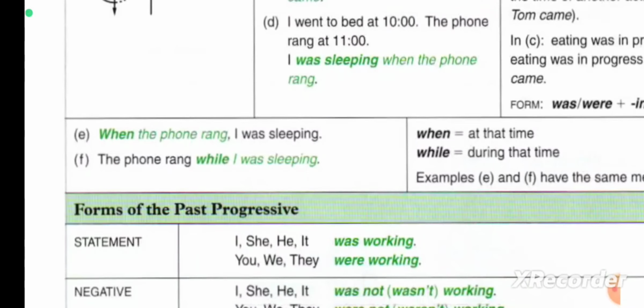As you see here in example E, when the telephone rang, comma, I was sleeping. Example F is with while. The phone rang while I was sleeping. If you want to do a comparison between example E and example F, notice that we use when with the simple past and the other clause is past continuous. If we use while, we use it with the past continuous and the other clause would be simple past.